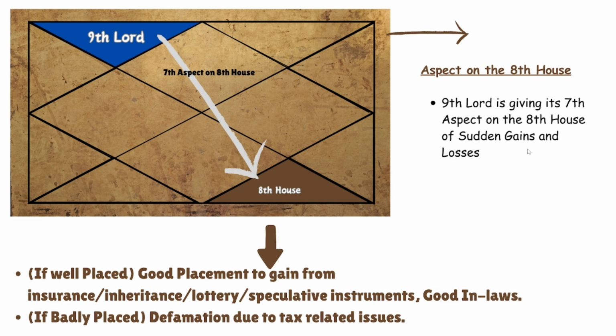But if it is badly placed, then the same sudden gain could turn into sudden losses, and ninth lord also shows fame. So if it is badly placed, then defamation due to taxation related issues, defamation due to some issues with government is possible.